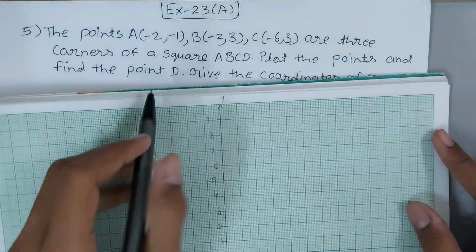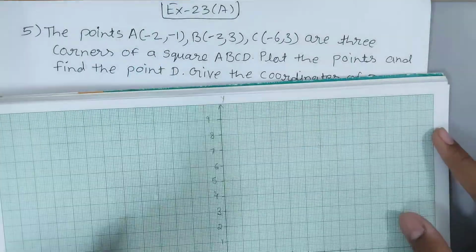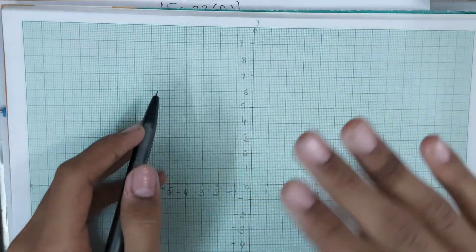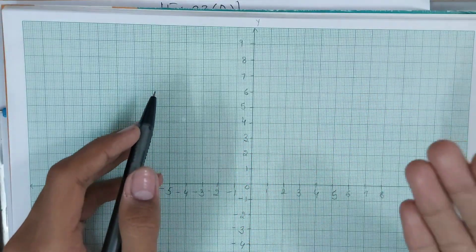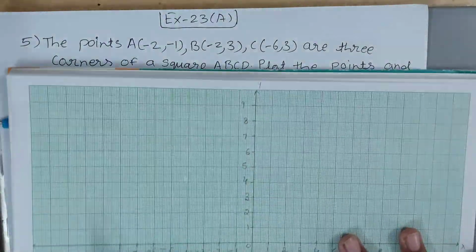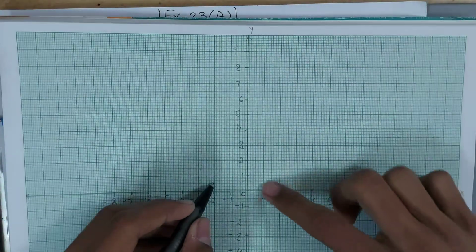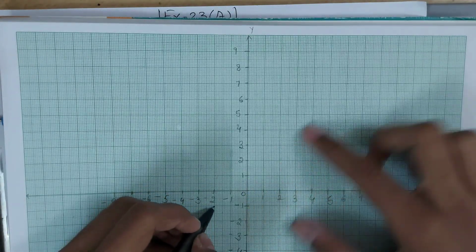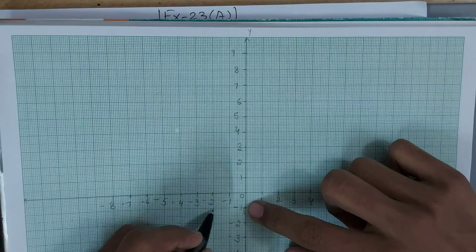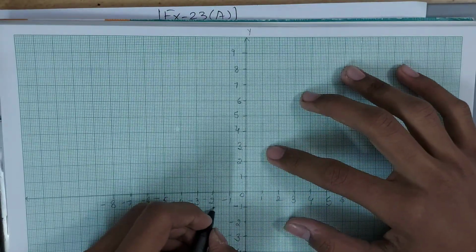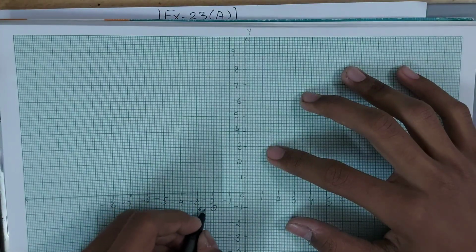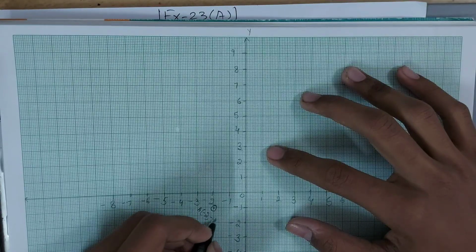Now take the first point, (-2, -1), which is A. As I told you, the first number represents the point on the x-axis, the second number represents it on the y-axis. As you can see, -2 on the x-axis, -1 on the y-axis. So here the point will come, just below -2. You can circle this up and this is your point A, which is (-2, -1). Is that clear?